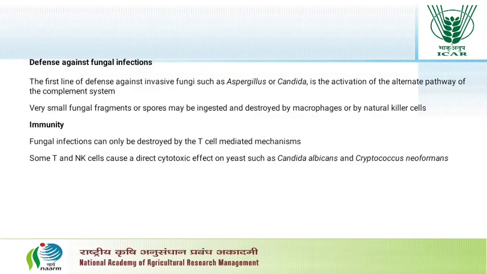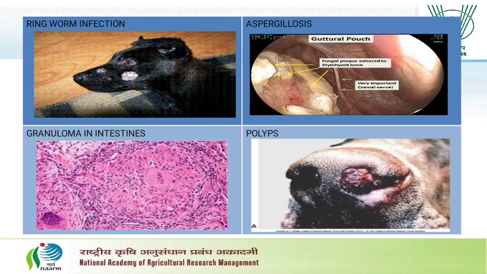The defense against fungal diseases is made by the alternate pathway of the complement system. Very small fungi can be ingested by the macrophages or the natural killer cells. The immunity against fungal infections can be made by T-cell mediated mechanisms. Some of the T-cells and NK cells cause an indirect cytotoxic effect on yeast cells such as Candida albicans and Cryptococcus neoformans. Here within the figure you can see ringworm infection, that is the superficial mycosis.